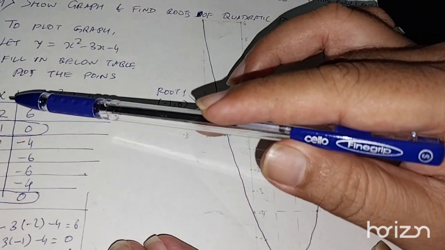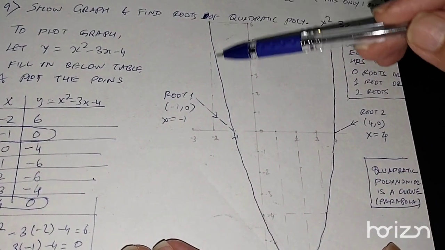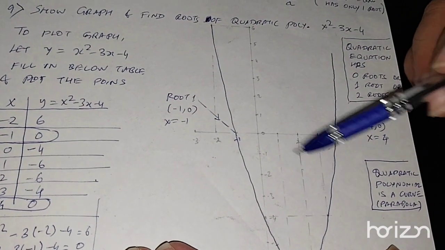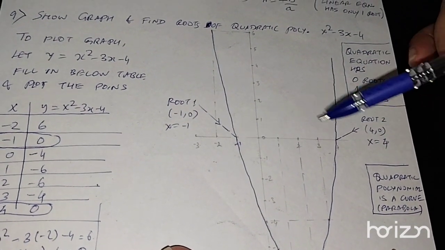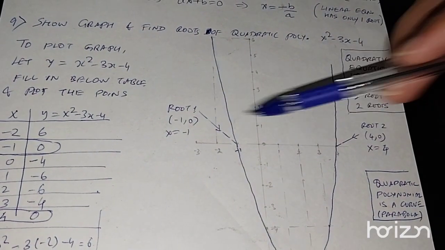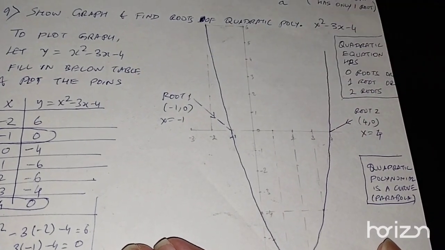So we just created a table, and we plotted the points in a 2D Cartesian coordinate system. When we join all the points, we get a parabola, and this curve cuts the x-axis at 2 points, x is equal to minus 1 and x is equal to 4, and these two are the roots of the equation x squared minus 3x minus 4.